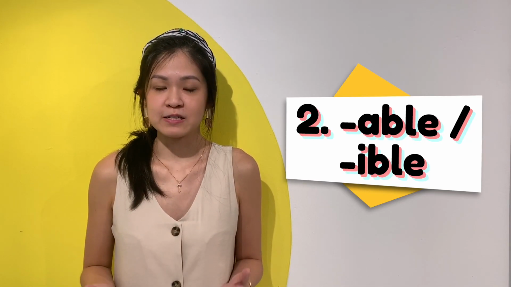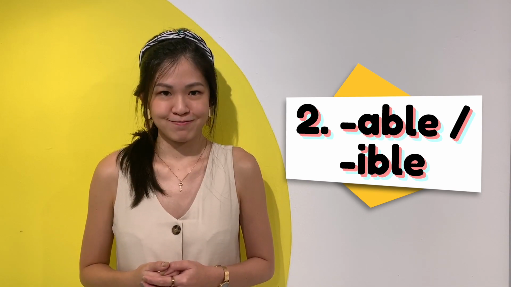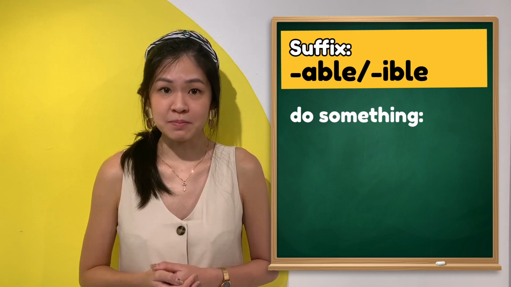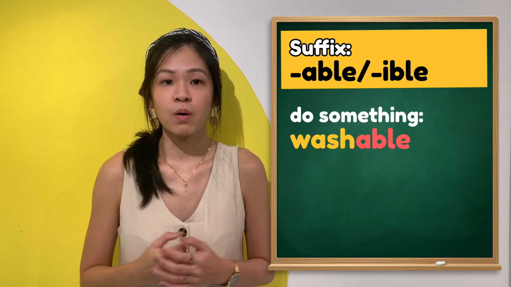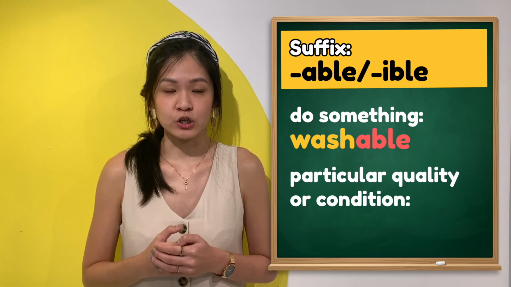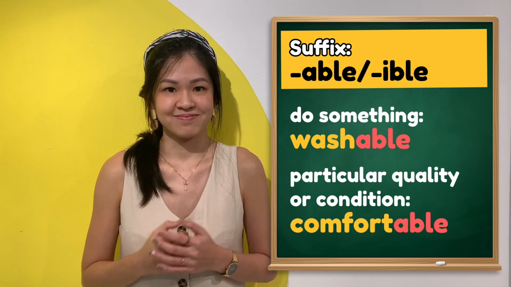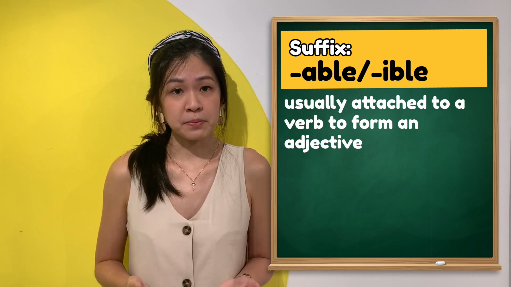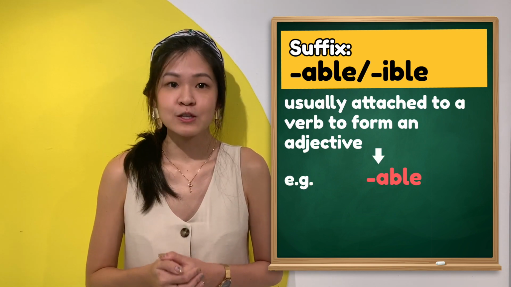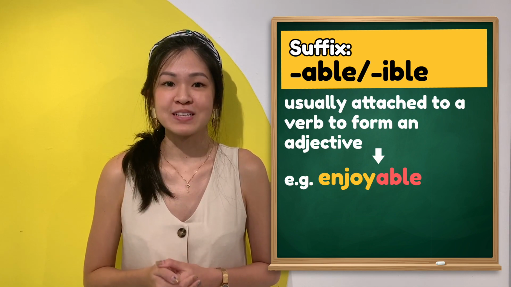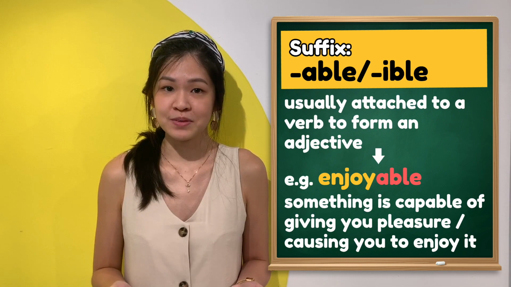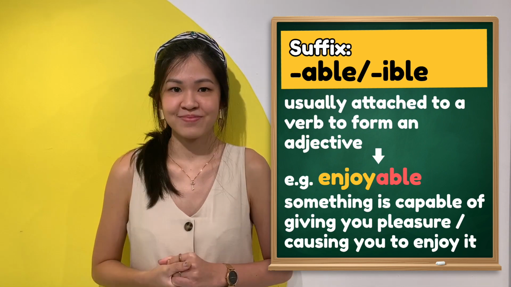Number 2. ABLE or IBLE, able or ible. The suffix able or ible tells us that we can do something, like washable, or to have a particular quality or condition, like comfortable. It is usually attached to a verb to form an adjective. For example, adding the suffix able to the verb enjoy forms the word enjoyable, which means something is capable of giving you pleasure or causing you to enjoy it.